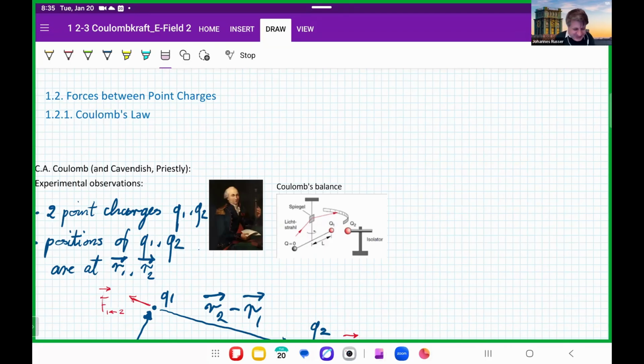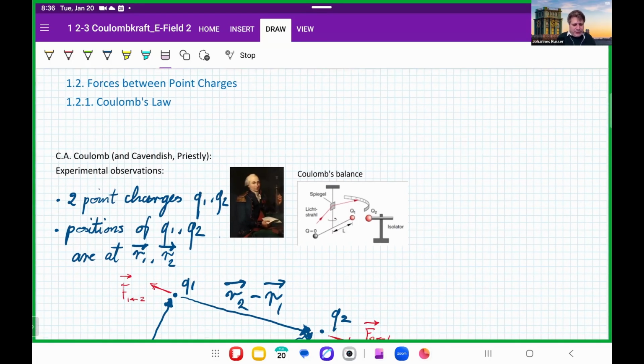Okay, that's correct. No matter what the charges are, of course, the larger the charge you have, the larger the force, but the force on each of these charges will be of the same magnitude and in opposing direction. So this is what we have looked at also last time.